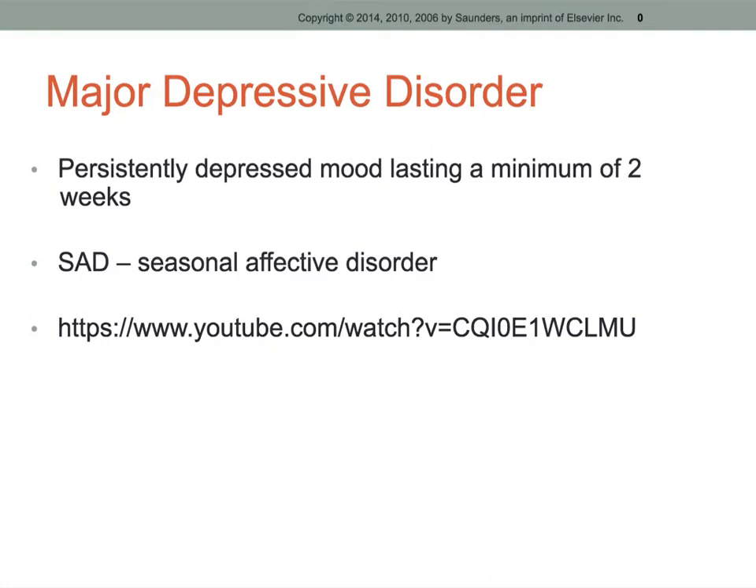SAD is another type of disorder that's linked to depression, and we usually see people suffering from this during the winter months. It's known as seasonal affective disorder. The month that we mainly see this is January, because January has the least amount of sunlight. However, it can last throughout the winter months.